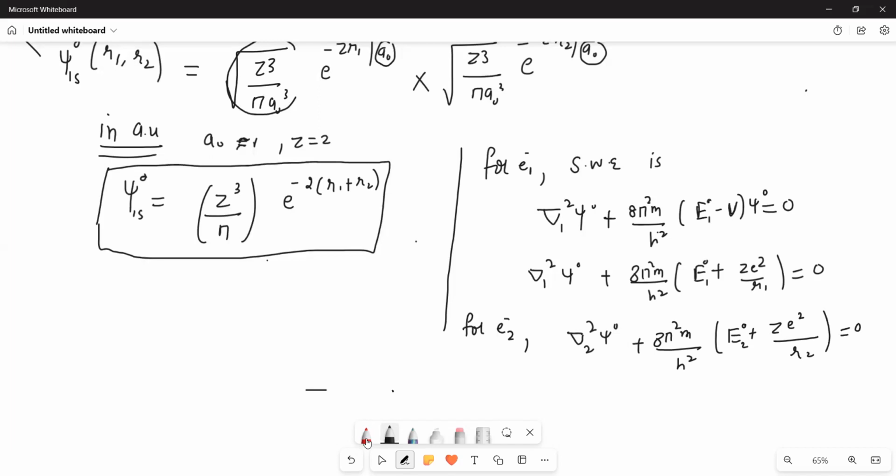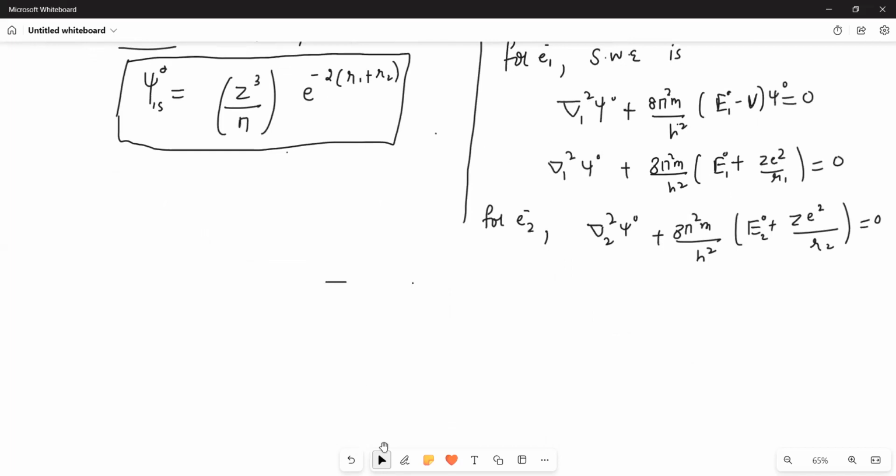Yes, students? Are these equations clear? Okay.